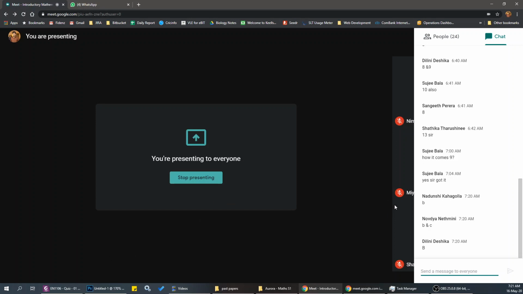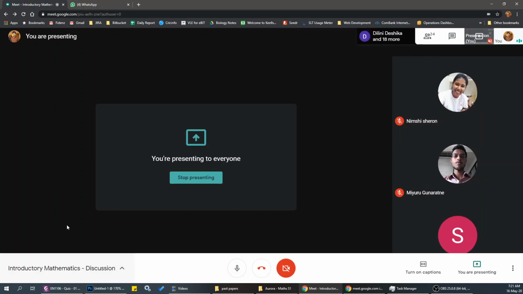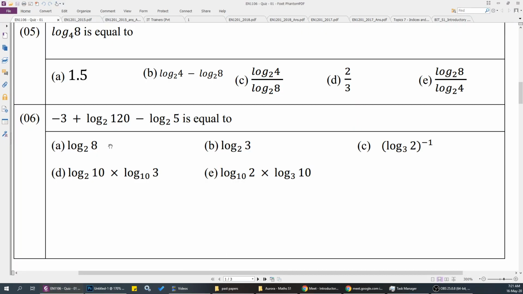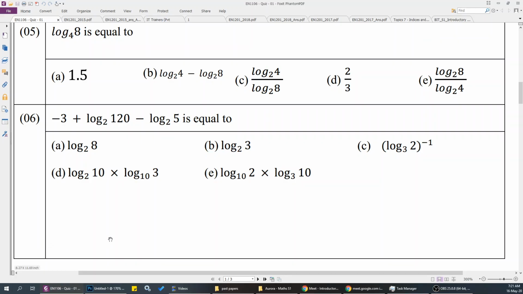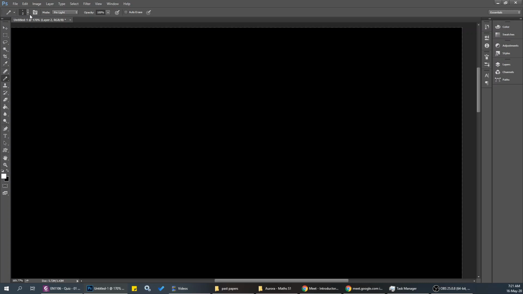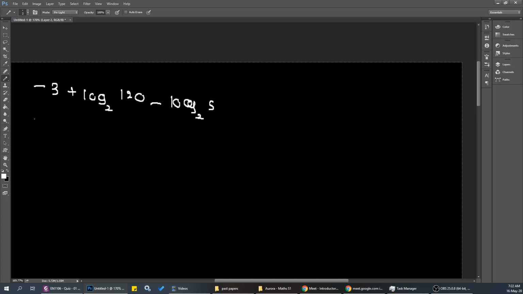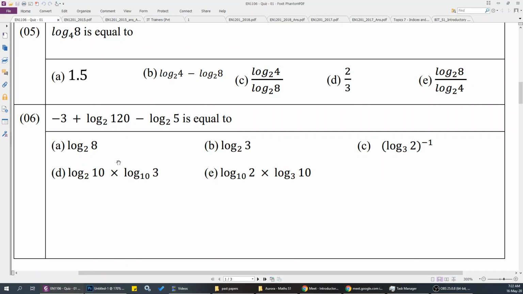Two students said the answer is B, and another one said the answers are B and C. So the question is minus 3 plus log of 120 to the base 2 minus log of 5 to the base 2. Now we are going to simplify this, simple as that, and see what our answers are. We have base 2 here, we have base 2 here.